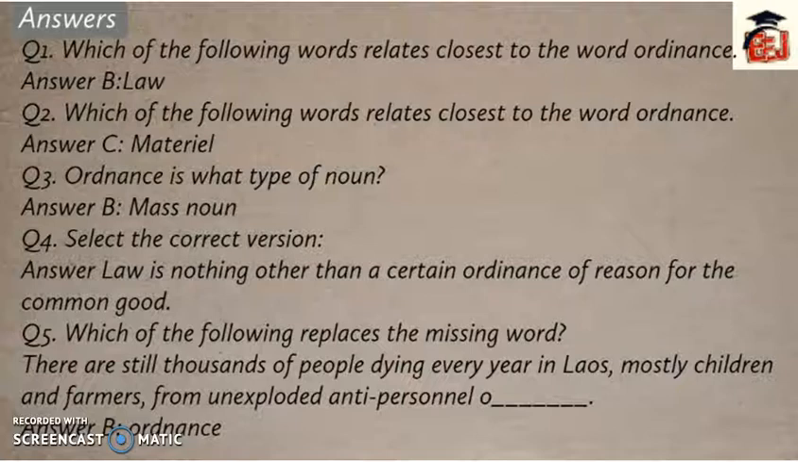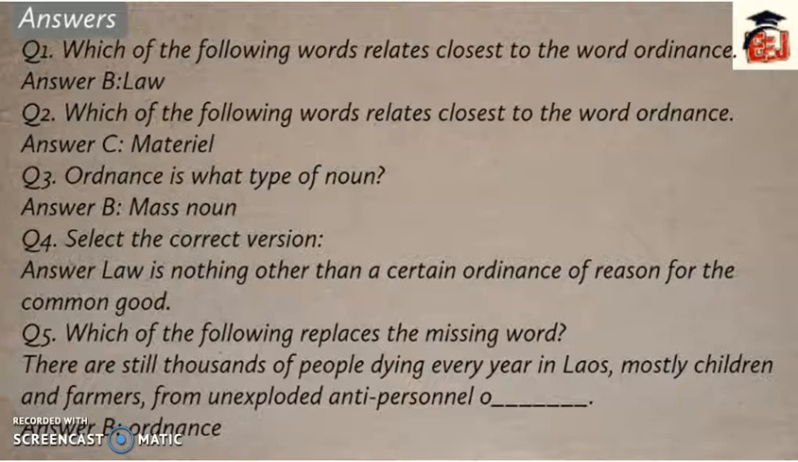Select the correct version. Law is nothing other than a certain ordinance of reason for common good. That means, as you know, that the meaning of ordinance is government order. So a government order is always for the benefit of common masses. Nowadays you can see in this COVID-19, the government always likes to issue some orders for lockdown for the betterment and for the safety of the public.